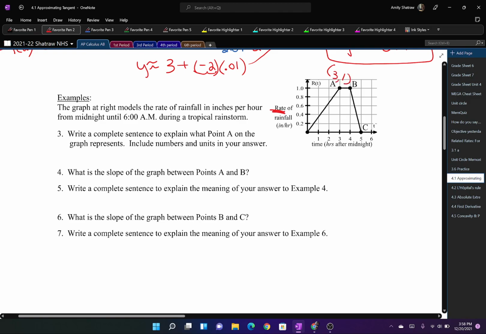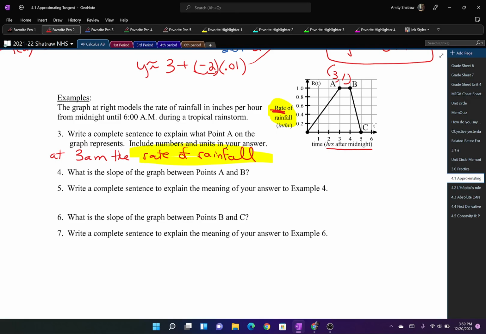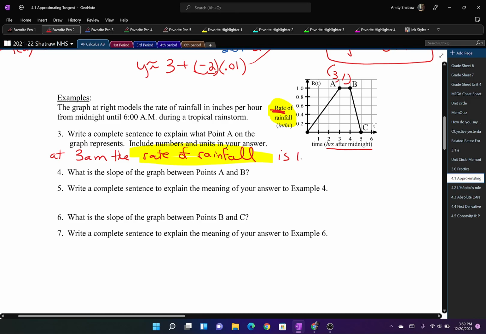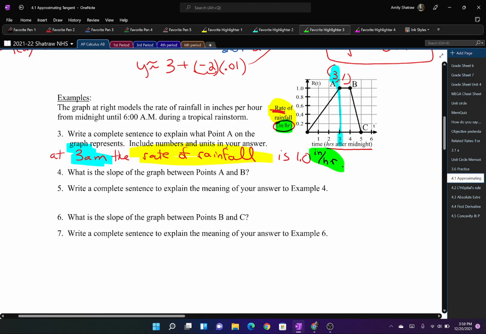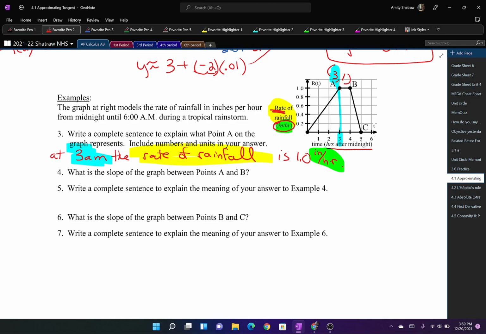And 3 was in hours, and it's hours after midnight. So we're going to say, at 3 a.m., the rate of rainfall, and notice that I got these words right here, and I just put them into my sentence. The rate of rainfall is 1.0, and they're going to tell me right here what my units are, inches per hour. Ta-da! So this is my x value. We put x values in here, and there were my words for the rate, and then right there, these are my units, and make sure you put them in. And these sentences are the sentences that get you points on the AP exam.